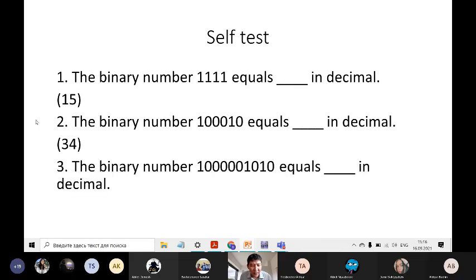So next, the binary number, I will not pronounce, it's too long. Equals in decimal how much? So actually, what's the place value of this last number? 512. 2 power of 9. Yes. So 522, right? Okay.